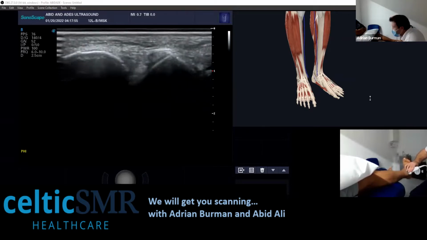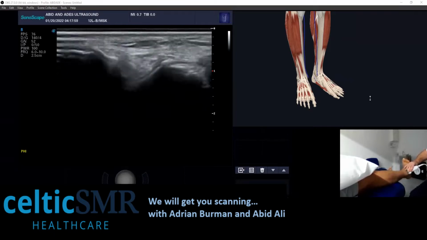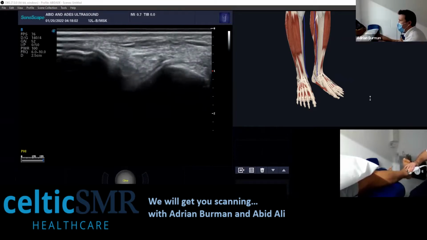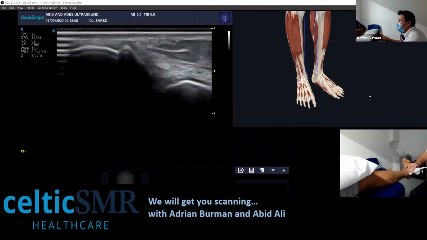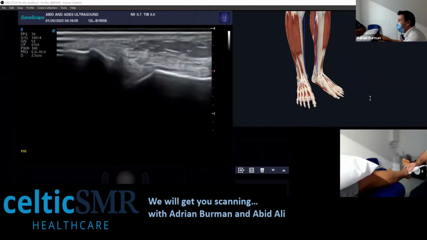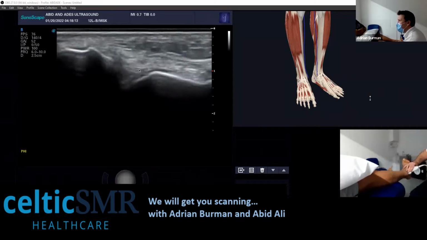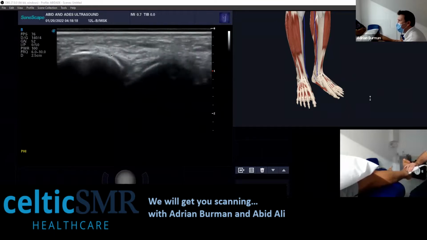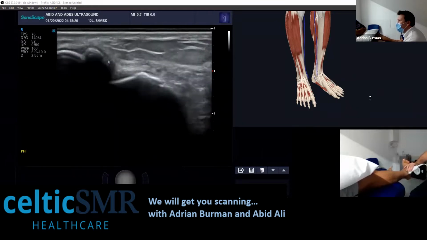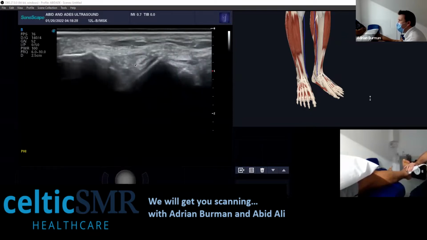So I'm not so sure that Abid's got an ATFL. Essentially, this is your fibula, and this is your talus. Fibula, talus. It'd be across here. I don't think... She's looking for a thin band, about 2 mil. So thickness, yeah, the band running across would look like sort of this thickness going across.